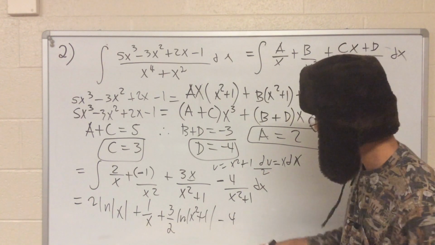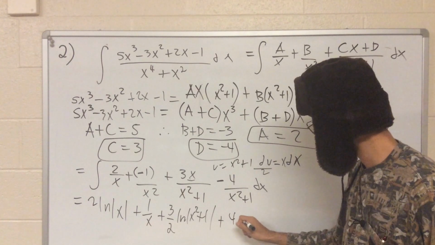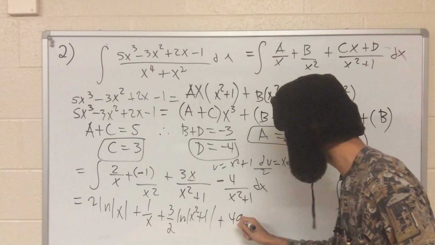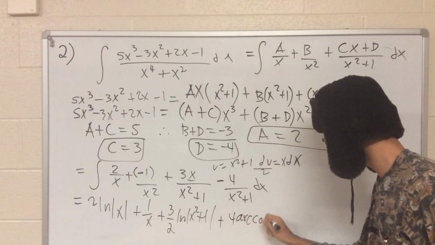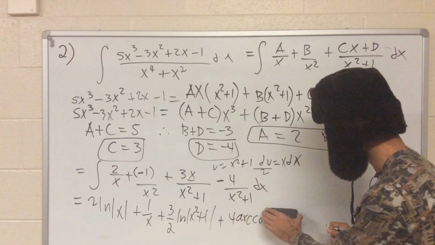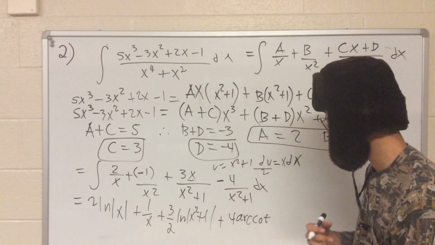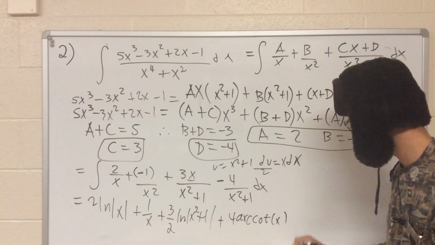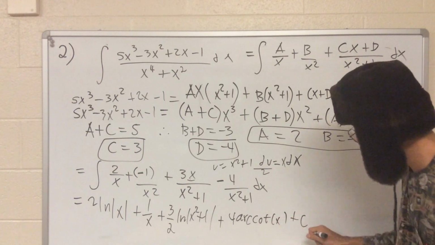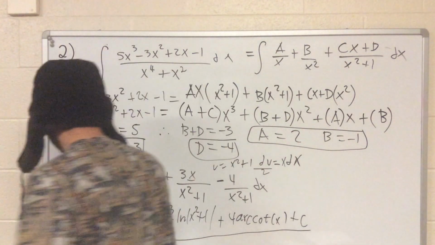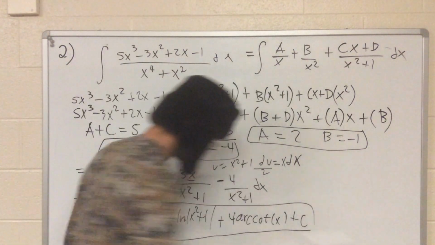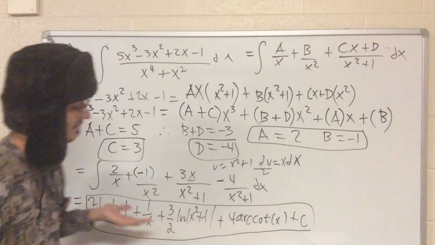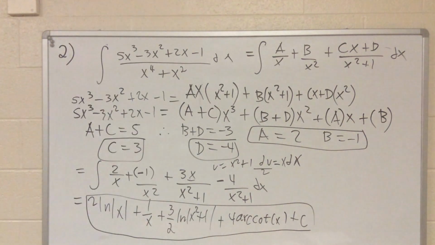Or you could also say that this is plus 4 arc cotangent, or cotangent inverse. It's either arccotangent or cotangent inverse, but I like arccotangent, it's more fancy. And then of x plus c. There you go, that's your answer, ladies and gentlemen. No negatives, so that's why I got rid of the negative. I mean, you could still say it's minus 4 arctangent or tangent inverse, but that's equivalent.